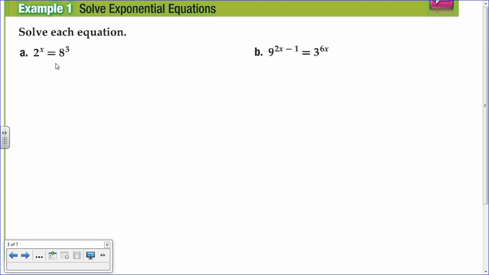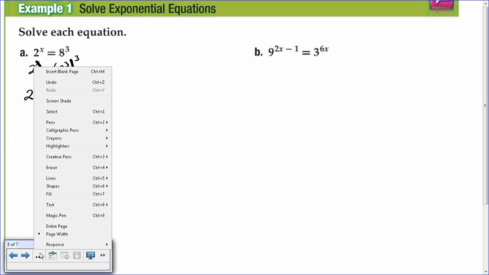On our first example right here, you'll notice that we have 2 to the x equals 8 to the third. Now 8 to the third, well 8 is 2 to the third power. So really 8 to the third is the same as 2 to the third to the third. Now remember, when you're taking a power to a power, you need to multiply your exponents together. And that's going to give me 2 to the 9th power and 2 to the x power. And then we know that in this case, since you have 2 to the x power equals 2 to the 9th power, x has to equal 9. And that one's taken care of and all finished up.